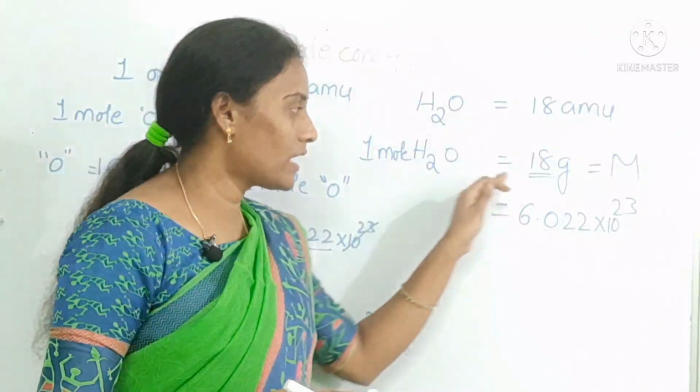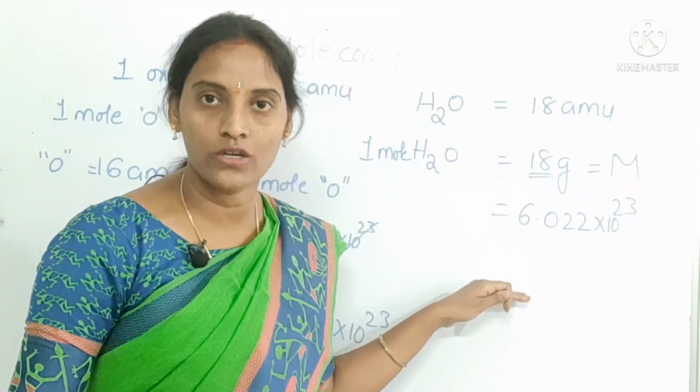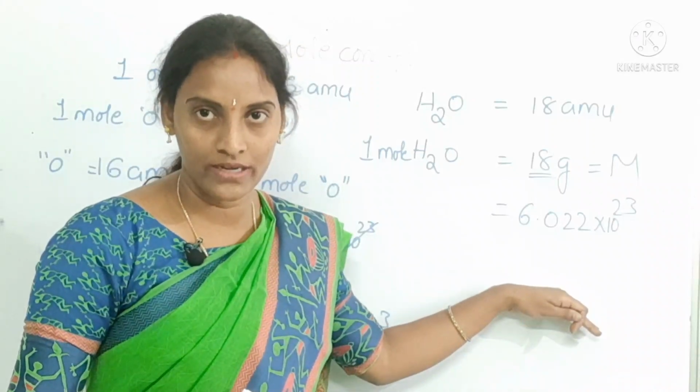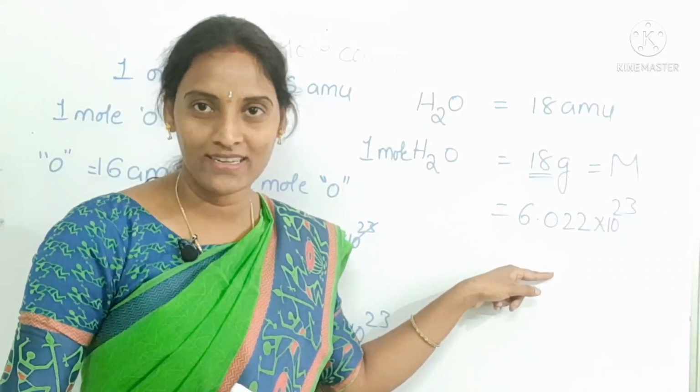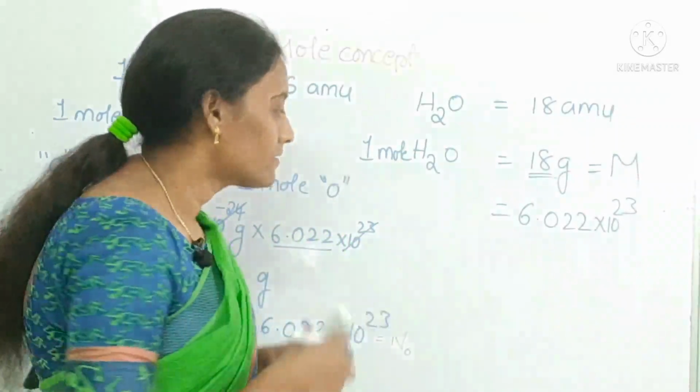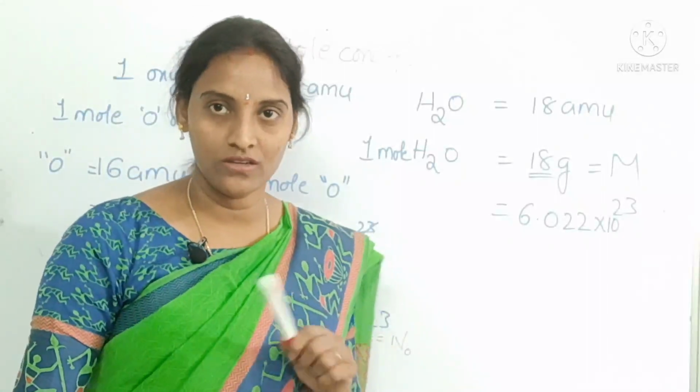1 mole of water has 18 grams weight, and 1 mole of water is equal to Avogadro's number of particles. This is the weight representation. This is the number of particles representation. Okay. Then coming to how can you calculate the mole value?